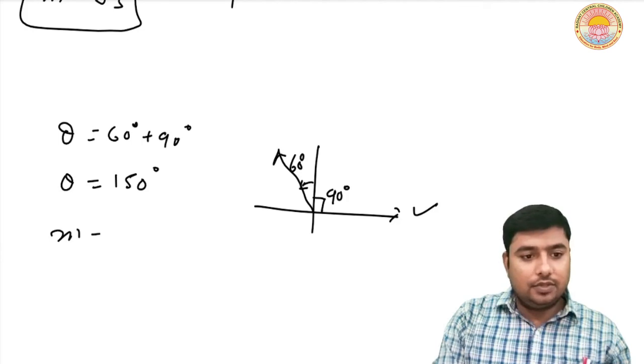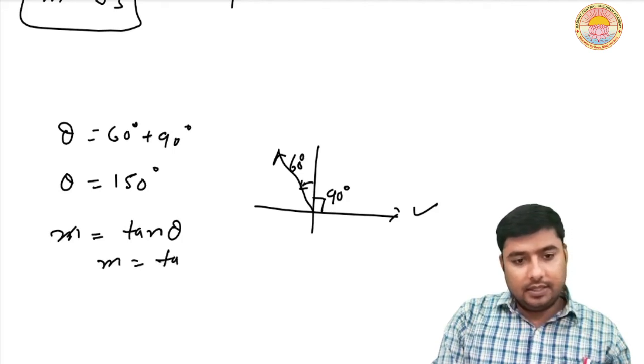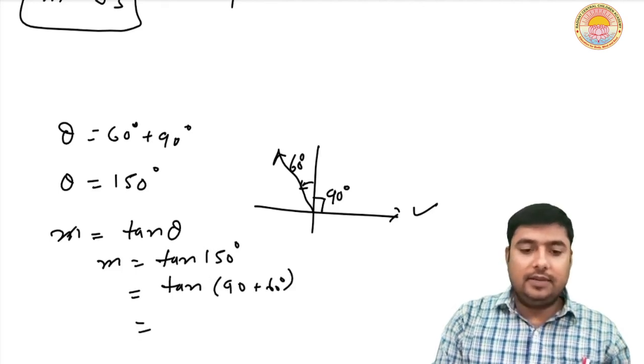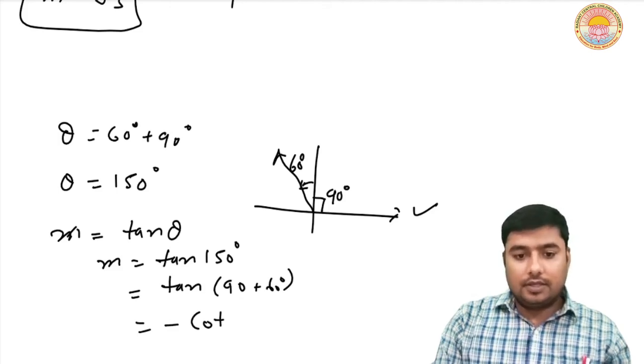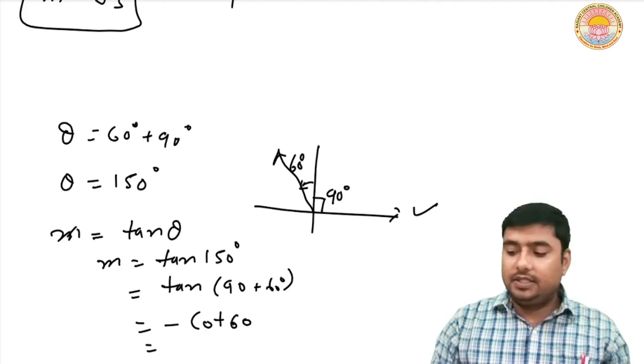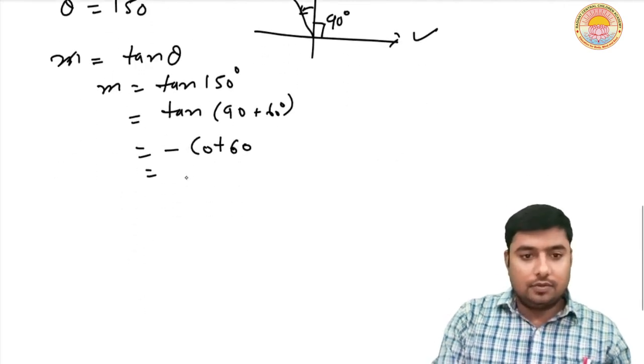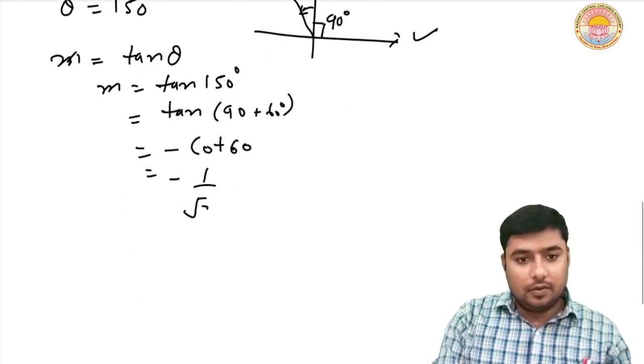Now we can use m equals tan theta. Now m equals tan 150 degree. Now we can write tan of 90 plus 60. We know what 90 plus 60 gives: that means minus cot 60 degree. We know that cot 60 degree is 1 upon √3. So this is minus 1 upon √3. The slope is minus 1 upon √3.